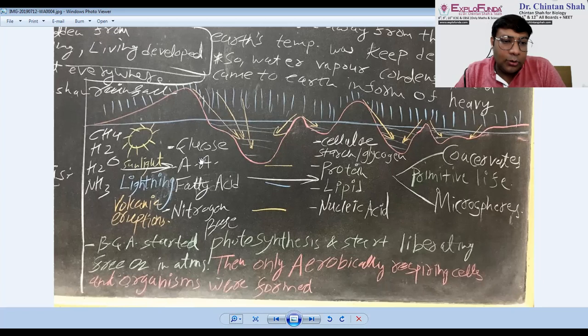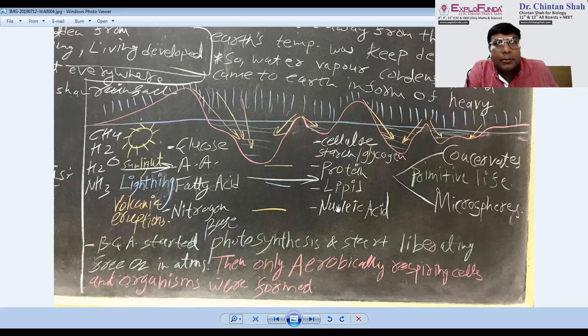Then sunlight, lightning, and volcanic eruptions kept acting as energy sources for thousands of years, and that's why the monomer glucose gave rise to a polymer. Glucose will give rise to starch, glycogen, cellulose, and so on. Glucose is a monosaccharide and it gave rise to a polysaccharide. Amino acids will give rise to proteins. Fatty acids will give rise to lipids.